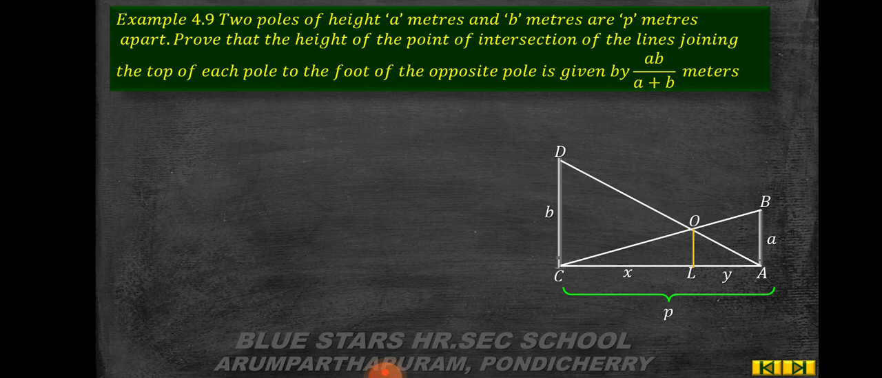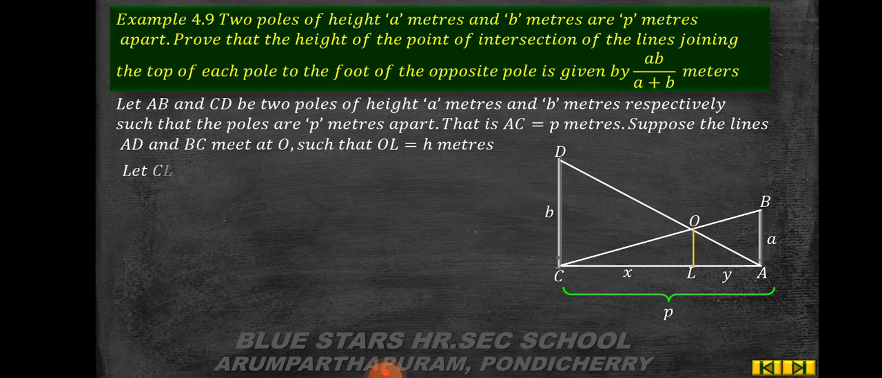Example 4.9. Two poles of height a meters and b meters are p meters apart. Prove that the height of the point of intersection of the lines joining the top of each pole to the foot of the opposite pole is given by ab divided by a plus b meters. So this is the given figure.